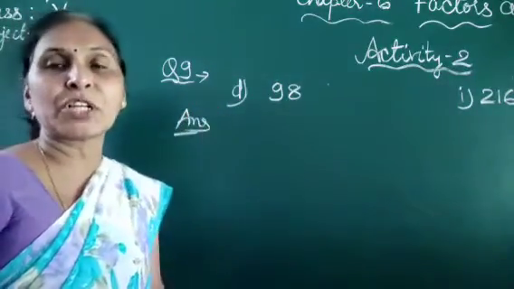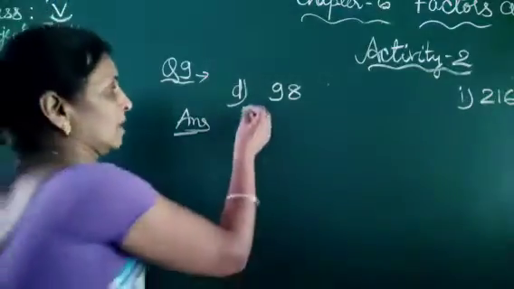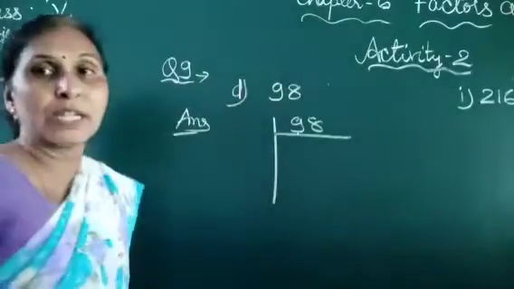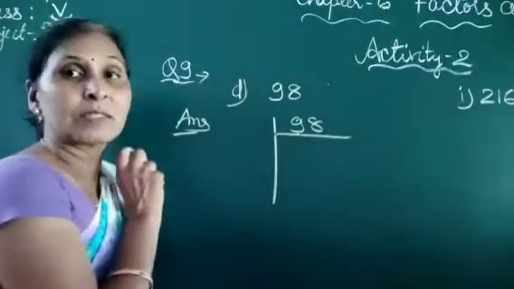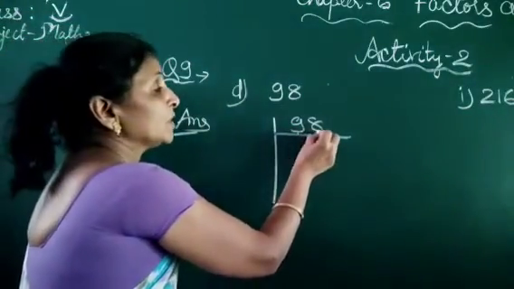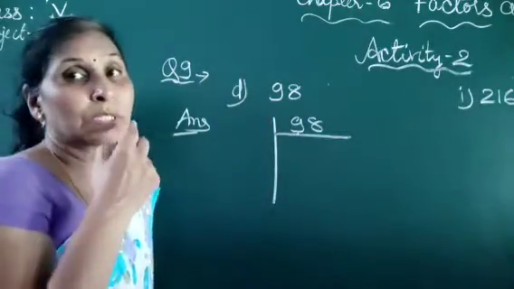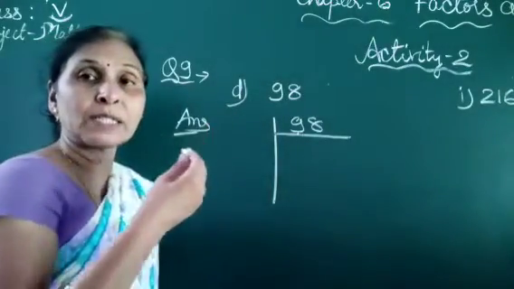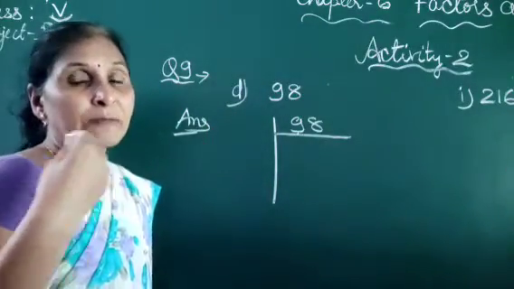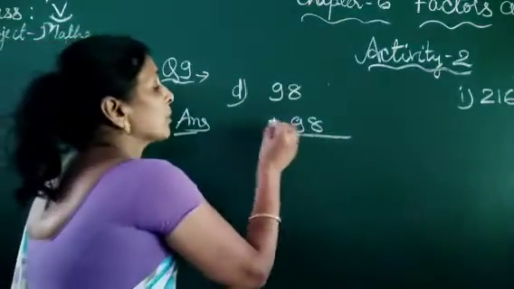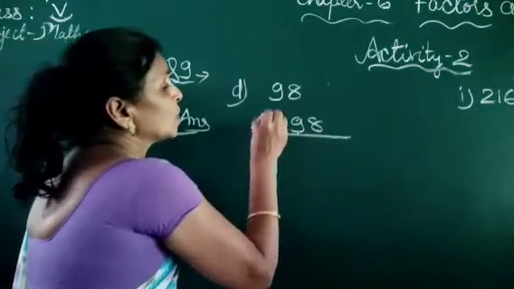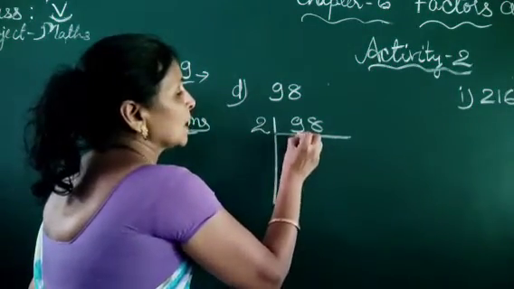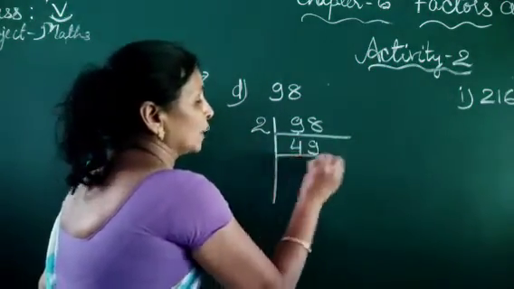Now start question number 9. Find the prime factorization by division method. Now first we write the 98 in this. 98 is an even number, so it is divisible by 2. First we take the smallest prime number, then we go further. So 98 is divisible by 2, then it comes 2 4s are 8, 1 8, 2 9s are 18, 49.